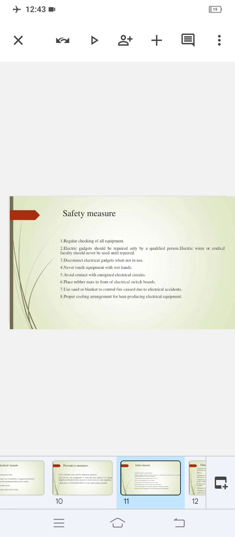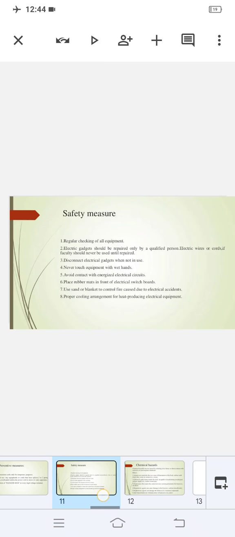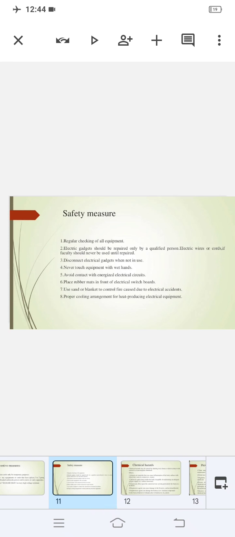Use sand or a blanket to control the fire caused by electrical accidents. Everyone working in the industry should be aware of these small basic things: if any person is catching an electrical shock, then we should use sand or a blanket to control the fire which is being generated due to these electrical hazards. Proper cooling arrangement for heat producing electrical equipment must be present. So these all were the safety measures and preventive measures of electrical hazards.